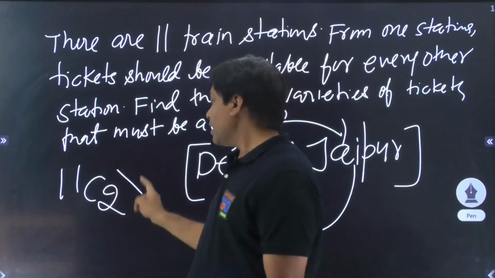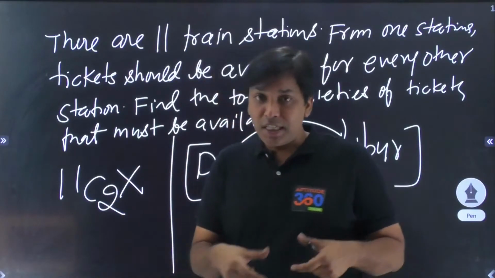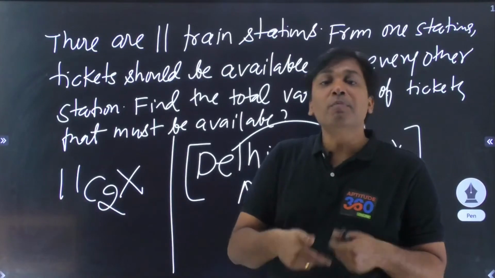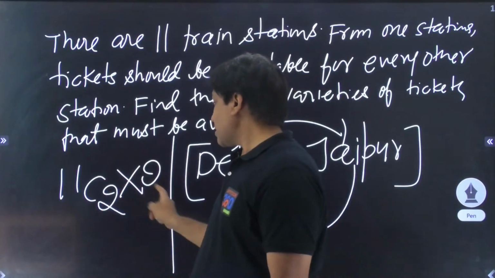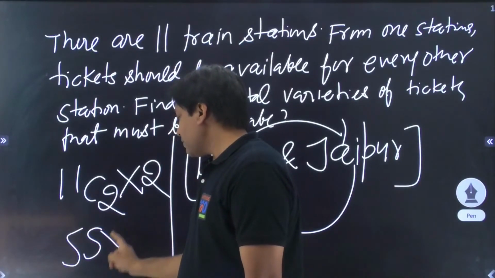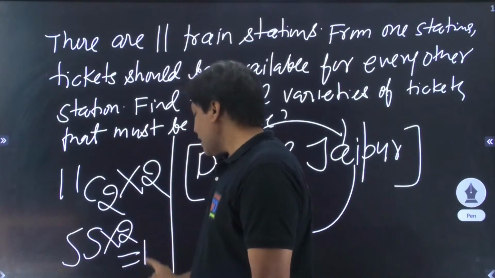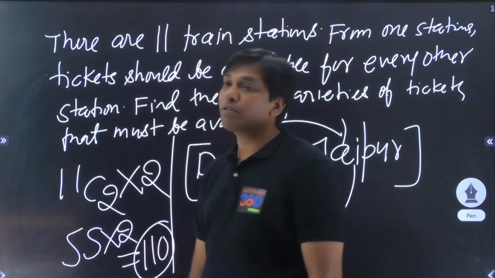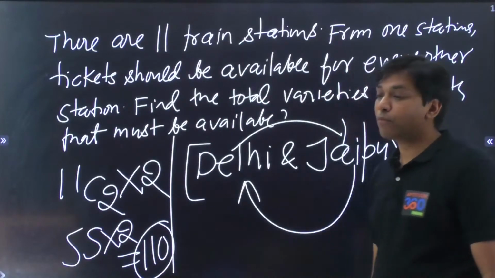and hence over here every such selection should be multiplied with 2. Every such selection should be multiplied with 2, and this answer will be coming out as 55 into 2, and now this answer is going to be 110. क्या ये बात आपको समझ में आई?